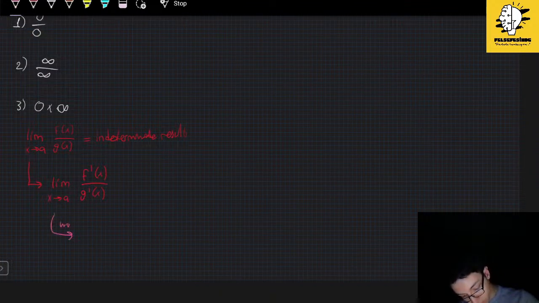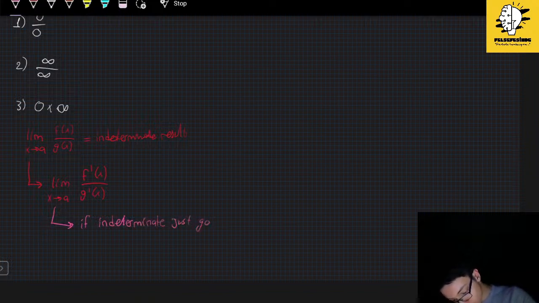What if it is indeterminate? Just go on with more L'Hopital. So until you reach a result that is not indeterminate, you have to apply the L'Hopital rule, right?